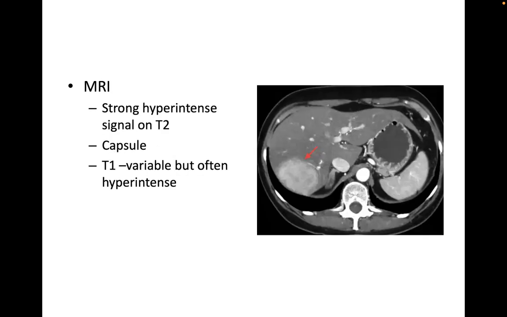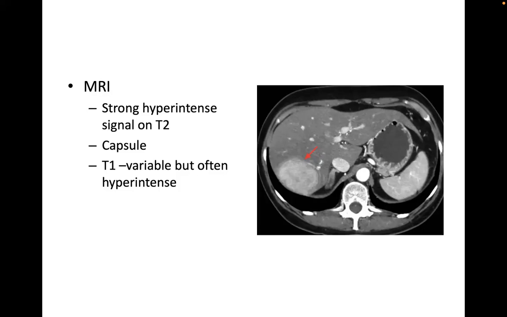And on MRI, normally we have the T1 and the T2 phases. So you can see that it's a strong hyper-intense signal on T2. Also you can see the capsule, especially if you go towards the right side of the picture there. And in T1, it is variable, but often hyper-intense. So the main difference here is that it's very intense in T2.